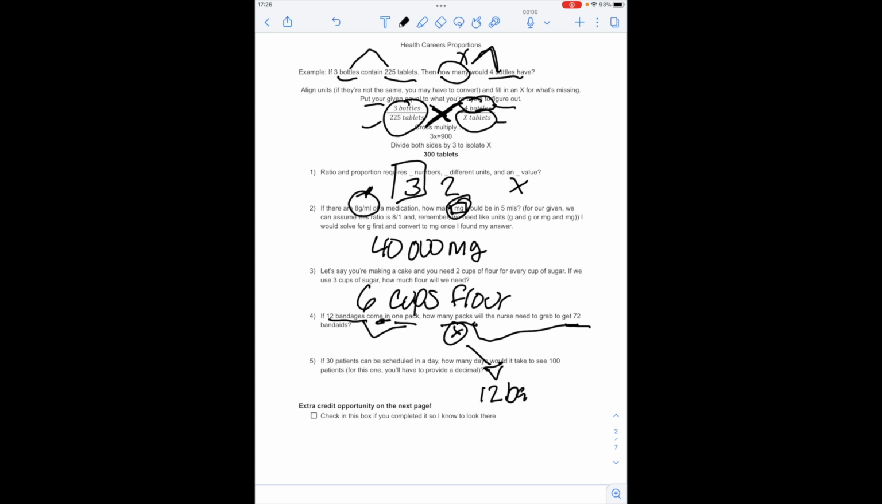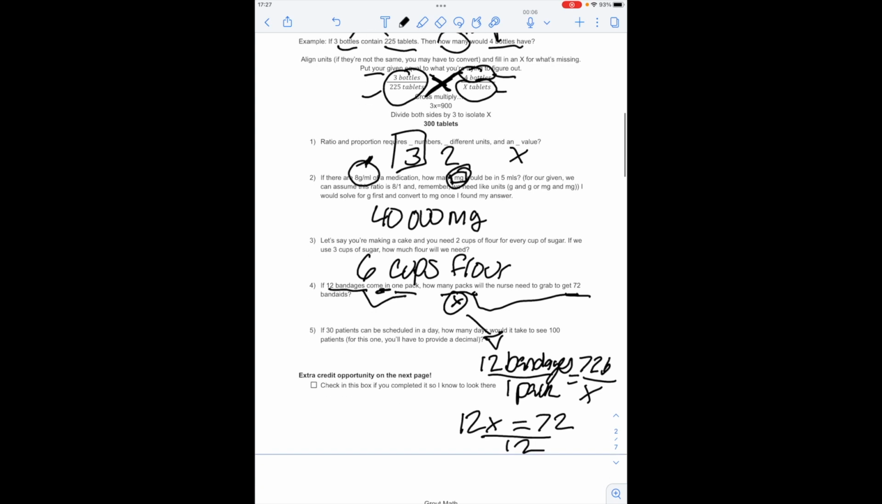12 bandages per 1 pack equals, I'm just going to write B to abbreviate that, for X packs. Okay, cross multiplying, we get 12X equals 72. Now we need to divide both sides by 12 in order to isolate X. And we get 6 packs.